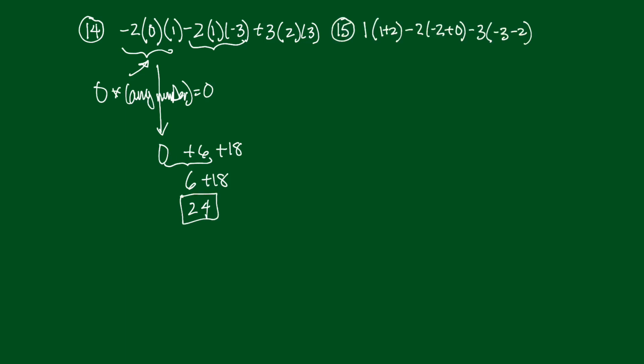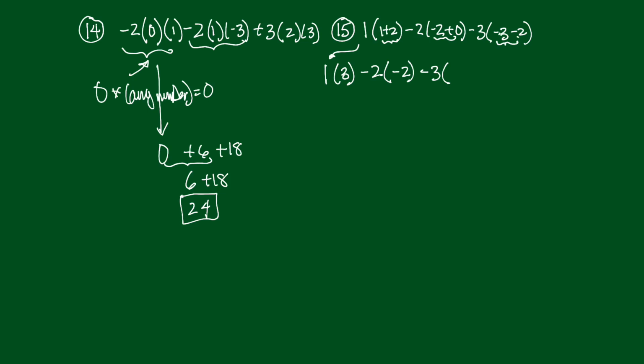Number 15, let's work inside these parentheses. So right here, 1 plus 2, that's a 3. So I'm going to have that 1, just carry it along. 1 times 3. Now, work inside this parentheses. I'm going to get negative 2 times what? Well, negative 2 plus 0 is negative 2. That 0 doesn't change the value. And then finally over here, I'm going to get negative 3 times, minus 3 minus 2. I'm sorry, negative 3 minus 2.